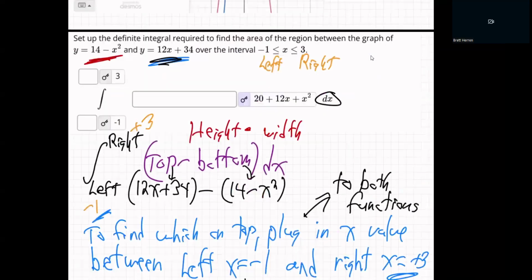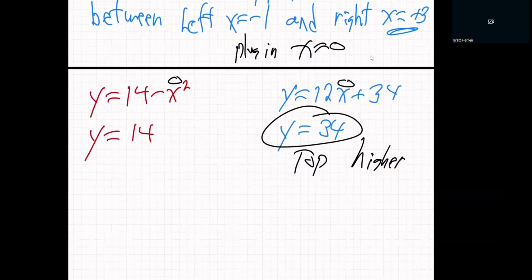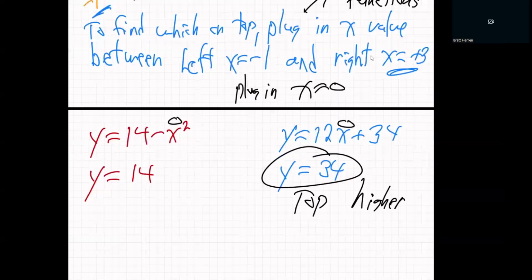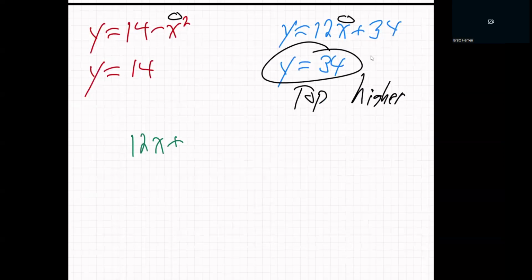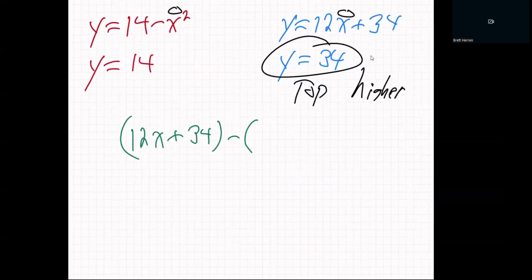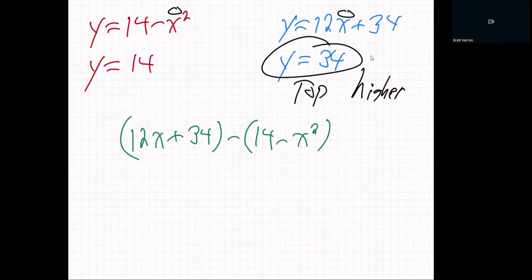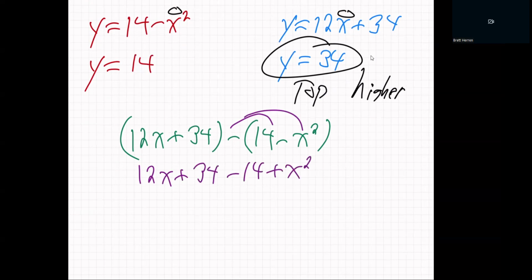So then the integral becomes this minus this. You can just type it in like that, or you can simplify it. So I'll bring it down here and clean it up a bit if that's helpful. So it's 12x plus 34 minus the other one, 14 minus x squared. And then just distribute, boom, boom. 12x plus 34 minus 14 plus x squared. And then you can combine those two in the middle. These guys is plus 20, right?